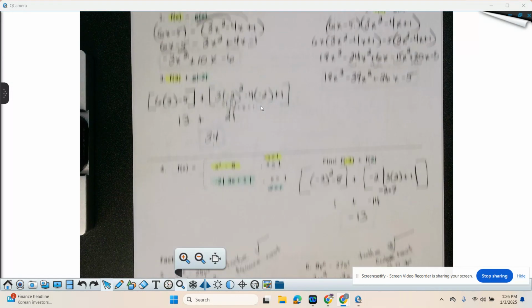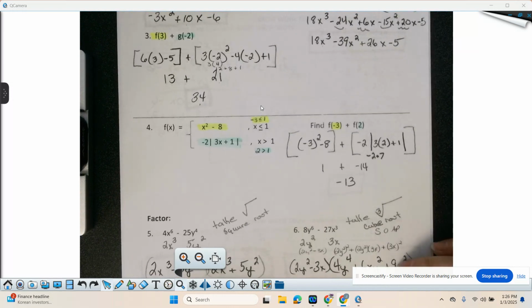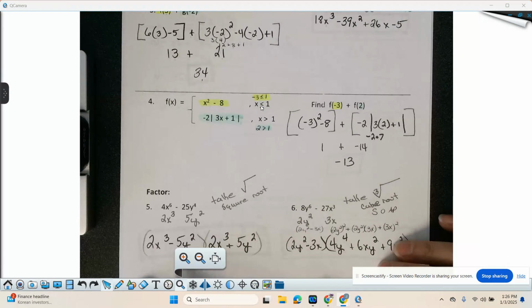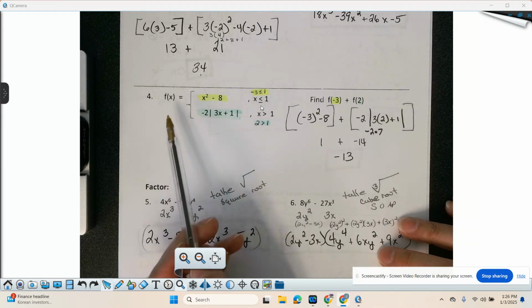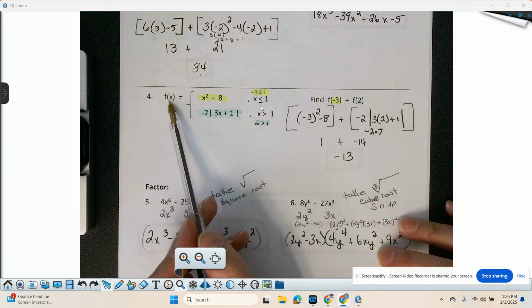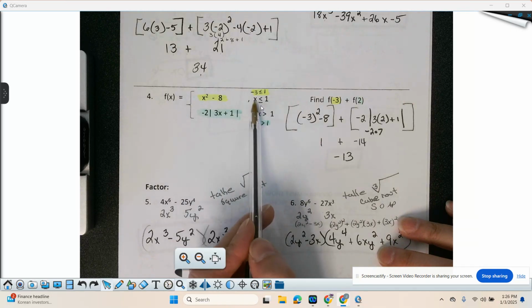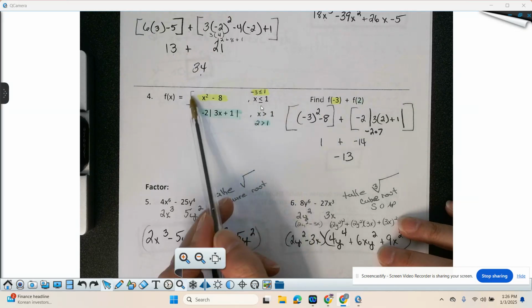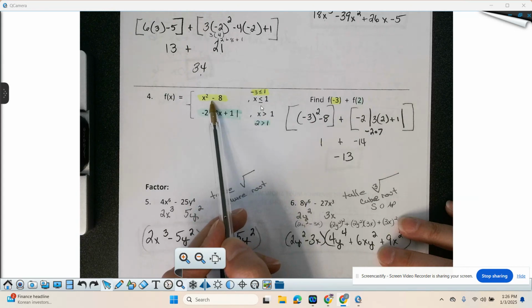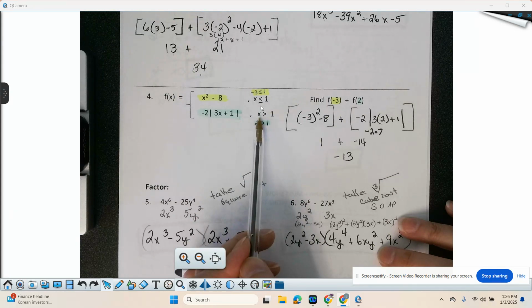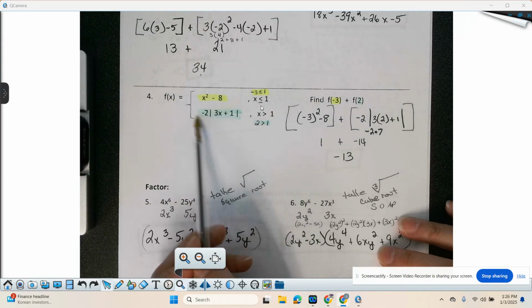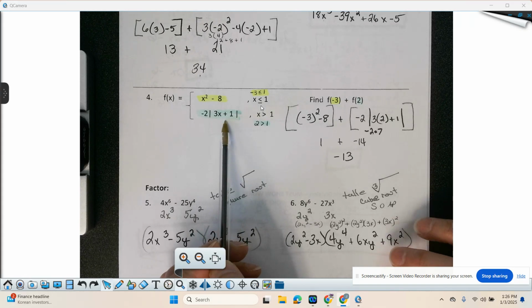Number 4 is doing a piecewise equation. So again, your f of x is going to change depending on what the x value is. When your x's are less than or equal to 1, we're going to use this equation that's in yellow. If your x is greater than 1, then we're going to use this green or teal, whatever color that is.